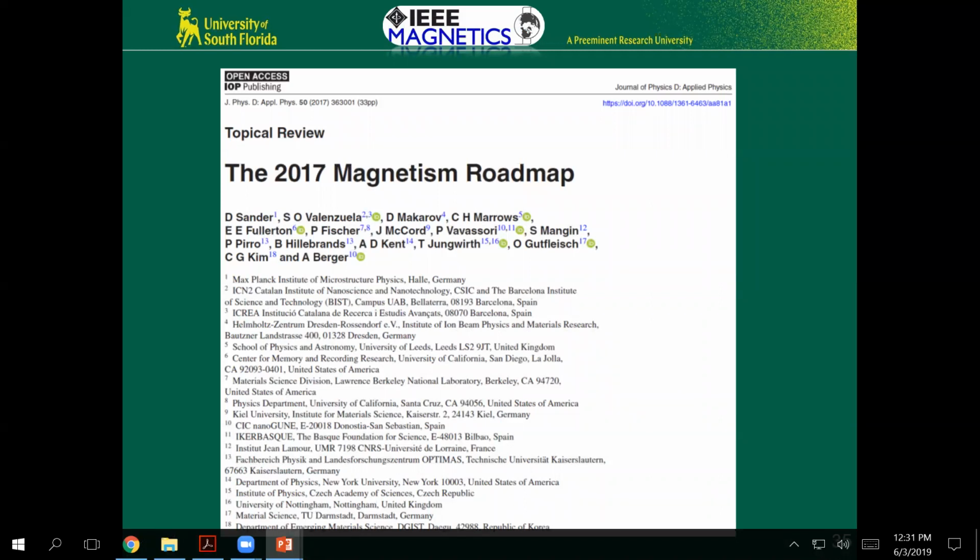Since many students are there, the magnetism community has this habit of coming up with these roadmaps once in 3 years. So the 2020 roadmap should be started soon, should be out soon. Just to give you an idea, if you want to know about what's going on in the field of magnetism, you can come to these summer schools. Of course, you're here. You can also read some of these review articles. I just wanted to show you that.